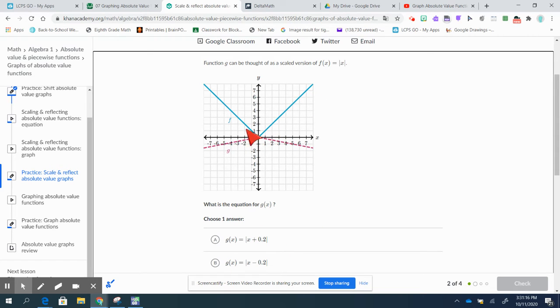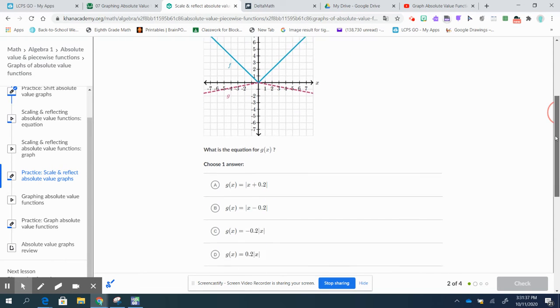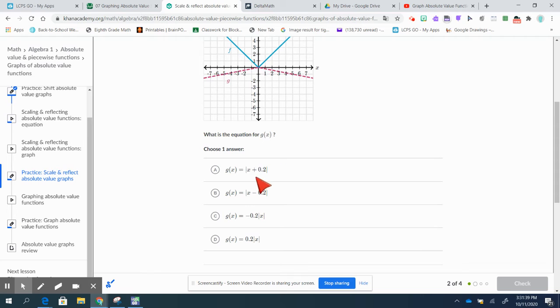So blue is our original, okay, and the dotted red is our new one, g of x. We can see that our vertex is still in the origin. That means our graph did not move horizontally or vertically. The only thing that changed is the slope. Okay, so that means that we can go ahead and say A is not our answer, because if A were our answer, we would have shifted to the left by 0.2. We know B is not our answer because we would have shifted right by 0.2.